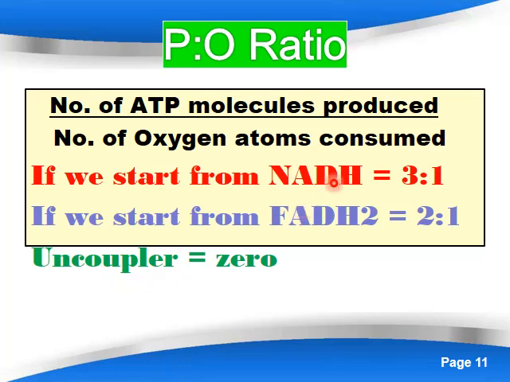Starting from NADH, as we took before, will result in 3 ATP formation, and this hydrogen will be transferred to oxygen forming water, while the hydrogen from FADH2 forming water will result in formation of 2 ATP, while the uncouplers give 0. What are the uncouplers?